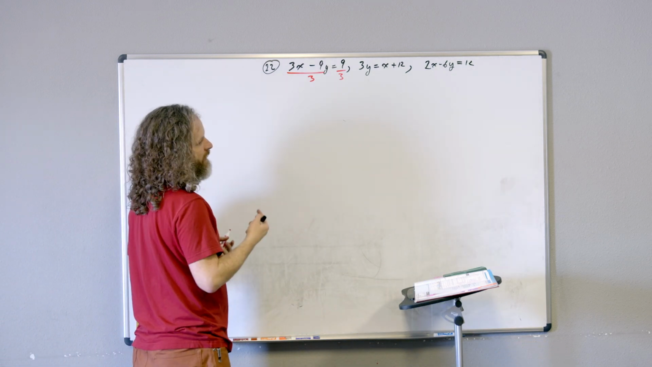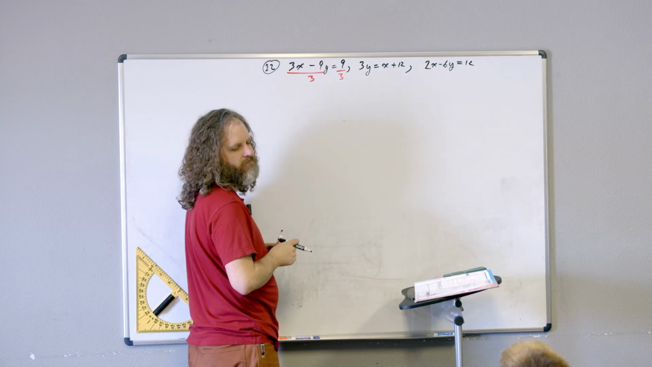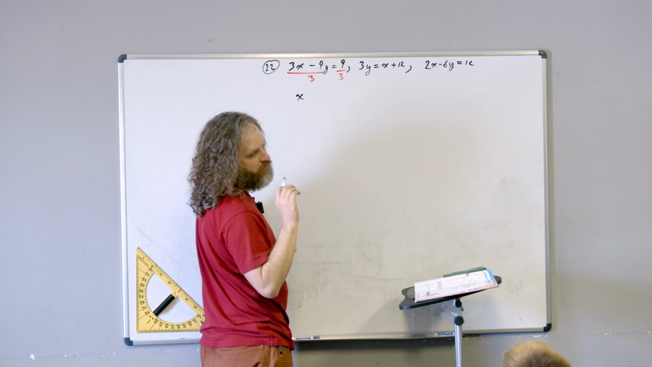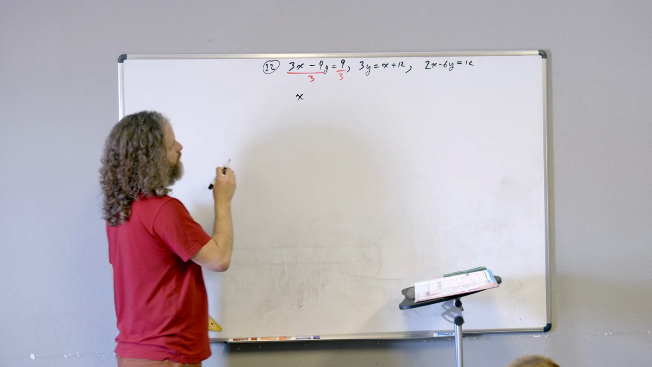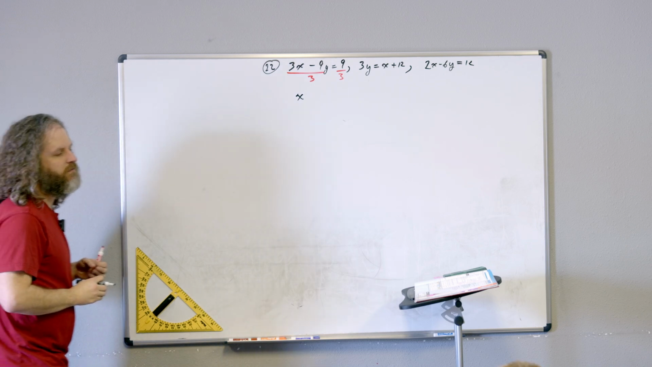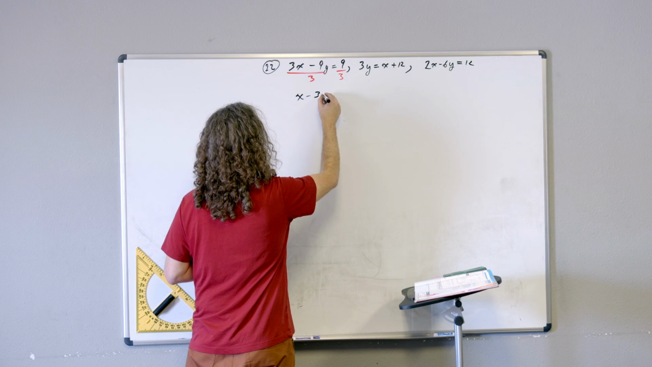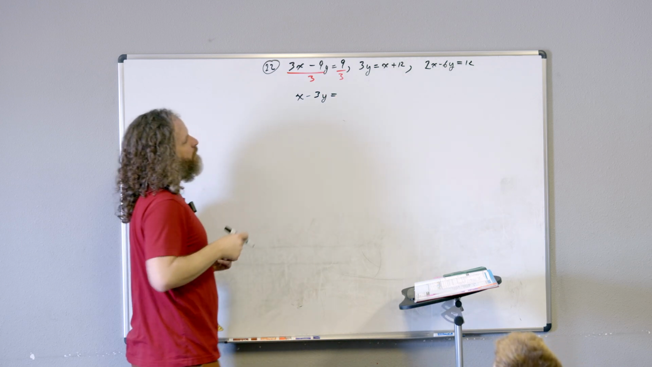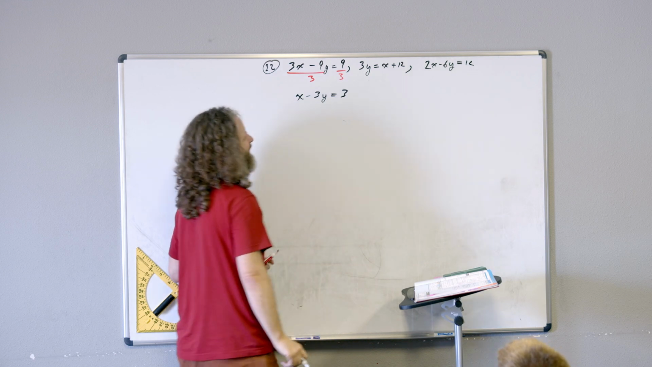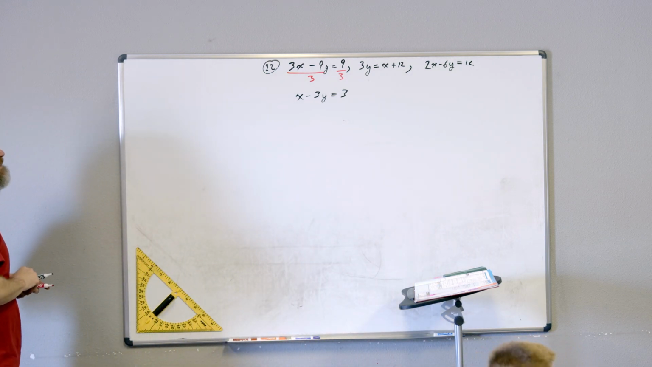Okay. What's 3x divided by 3? Not 0. X, 1x, right? 3 divided by 3 is 1, not 0, right? Okay. And then negative 9y divided by 3 is what? Negative 3. Watch your signs. Easy place to make little mistakes. What's 9 divided by 3?